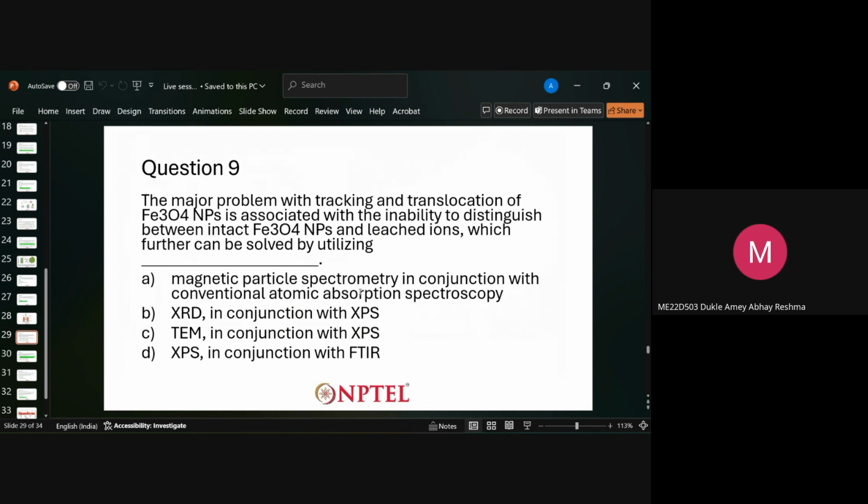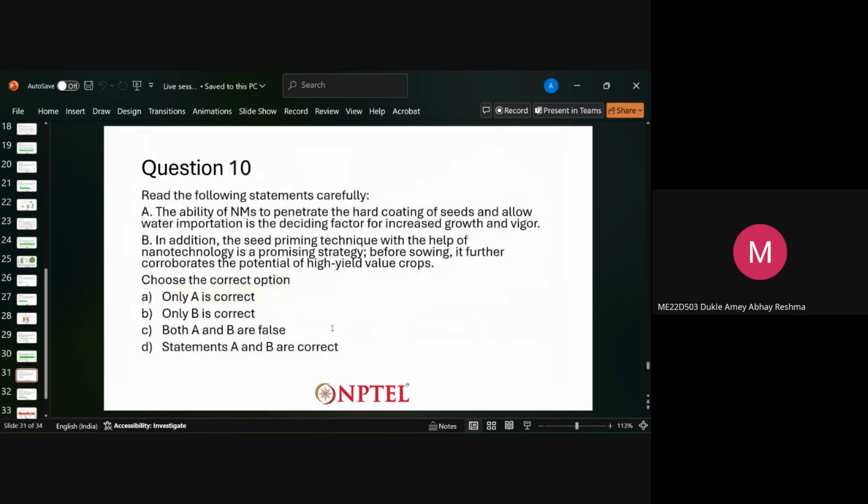Question number nine: the major problem with tracking and translocation of Fe3O4 nanoparticles is the inability to distinguish between intact Fe3O4 nanoparticles and leached ions. This can be solved by utilizing magnetic particle spectrometry in conjunction with conventional atomic absorption spectrometry; XRD in conjunction with XPS; TEM in conjunction with XPS; or XPS in conjunction with FTIR. The answer is magnetic particle spectrometry in conjunction with conventional atomic absorption spectroscopy. If you have any questions regarding the characterization technique, please ask me.